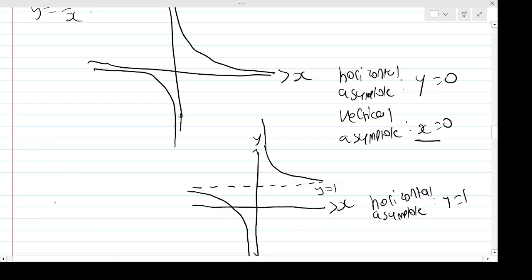Because it tends to 1, but it can't be 1. It's the whole idea of an asymptote, right? Anyway, and then the vertical asymptote will still remain x is 0, okay?